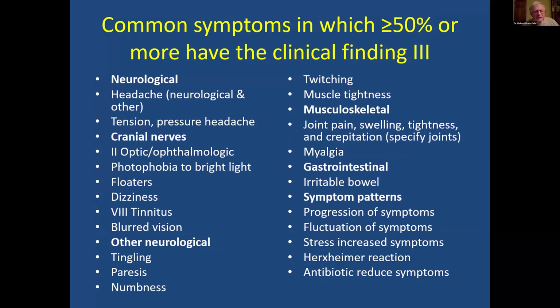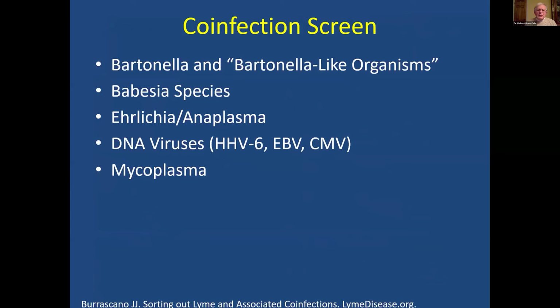Then these are the neurological symptoms, the cranial nerves. With cranial nerves, particularly, you think of the eighth nerve. The seventh nerve gets more attention with Bell's palsy, but I see more eighth nerve problems. Musculoskeletal assessment, GIs, and looking at a pattern. Is there a Herxheimer reaction? Then you think of the co-infection screen.